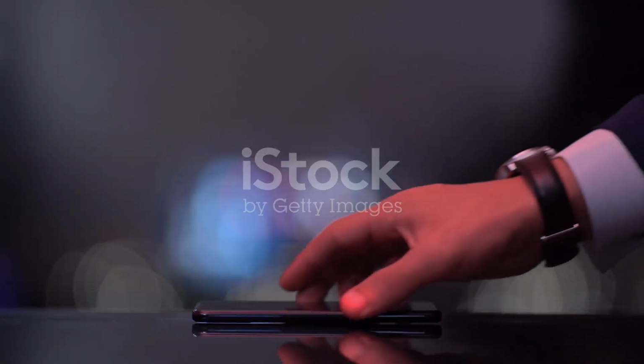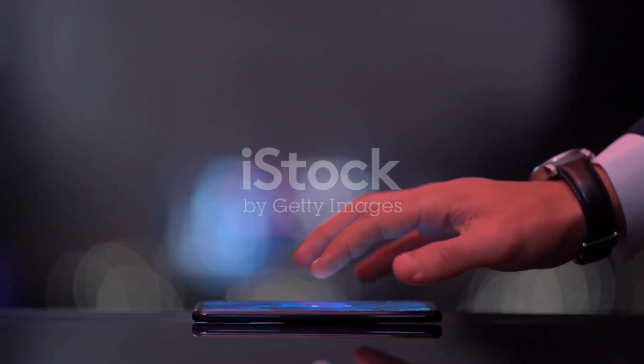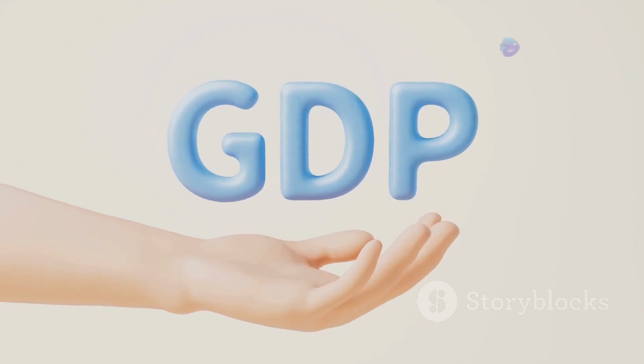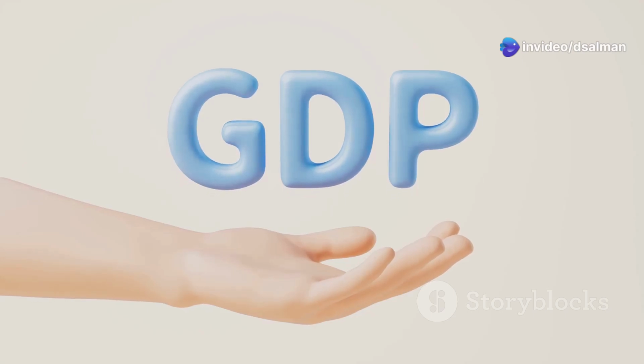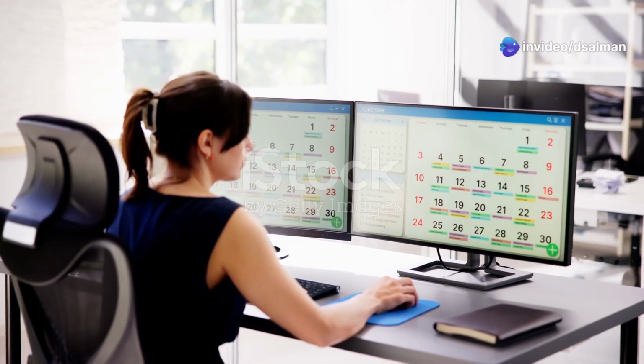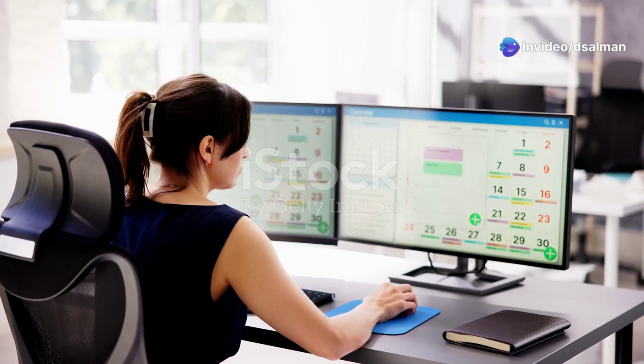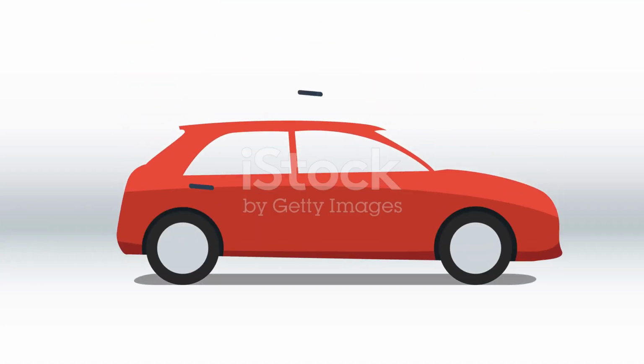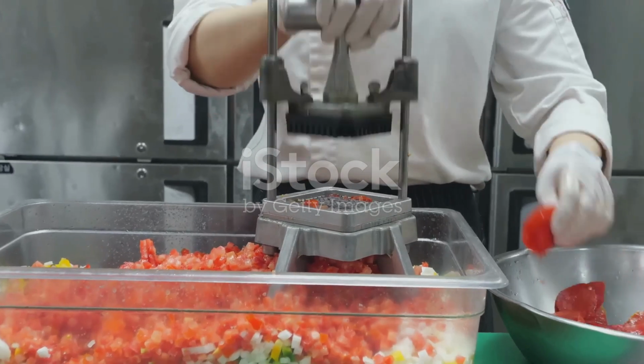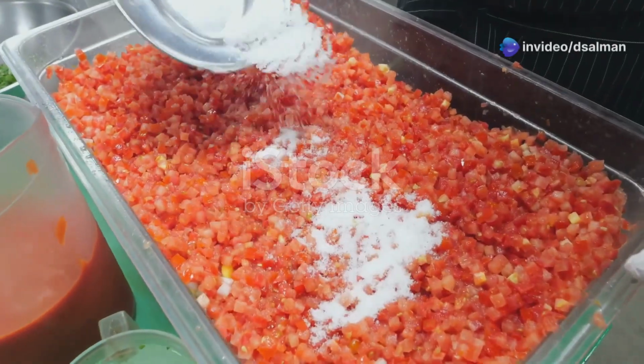Put it all together, and the GDP formula looks like this. GDP equals C plus I plus G plus (X minus M). Now remember, GDP is a flow concept. It measures annual production, not the amount at a specific time, and it focuses on final output to avoid double counting. Another way to look at GDP is through the value-added approach.